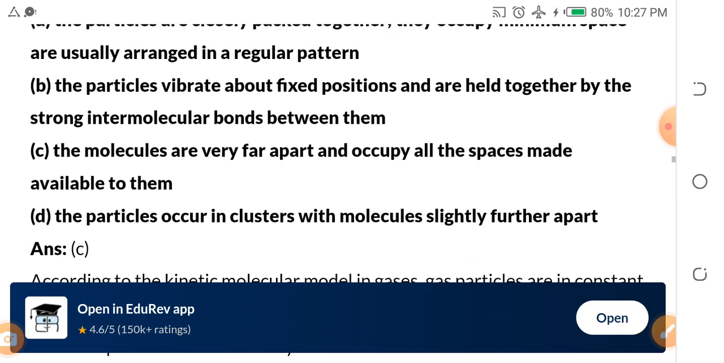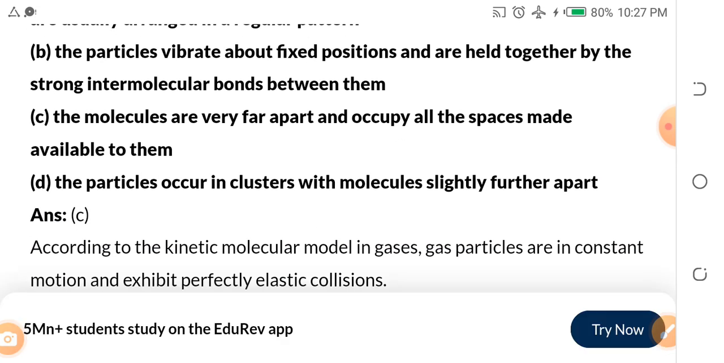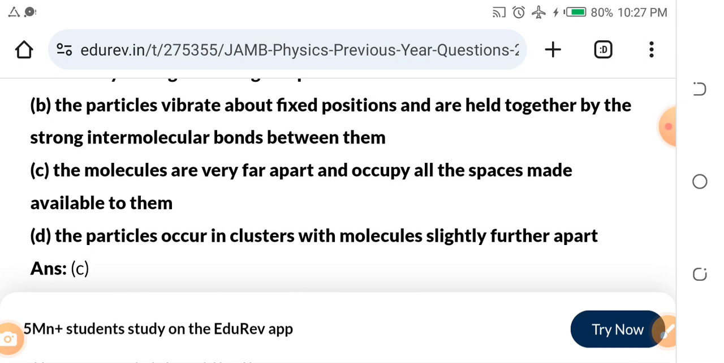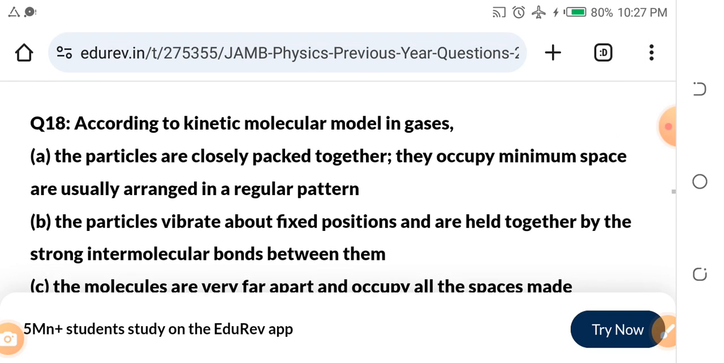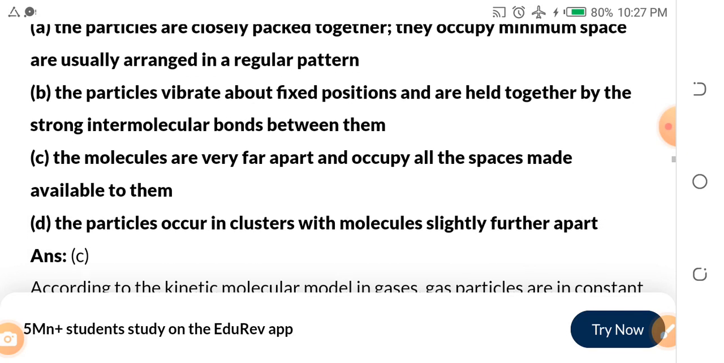C, the molecules are very far apart and occupy all the space made available to them. D, the particles occur in clusters with molecules slightly further apart. The answer is that when it comes to the molecular model of gases, the answer is C.